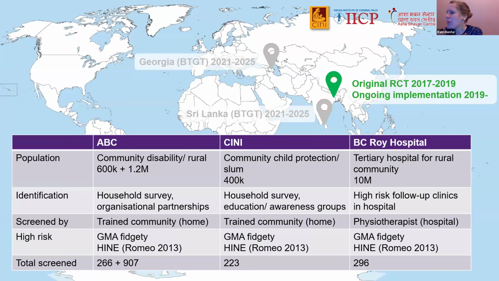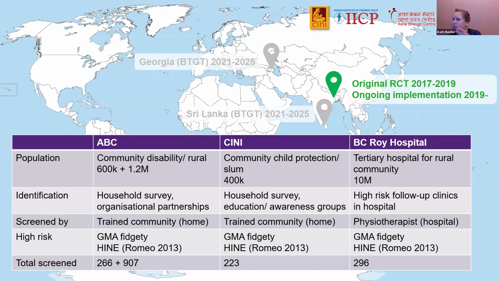So with our work in India, in West Bengal, India, we originally had 3 partner sites. So the first was a disability organisation working in rural communities, the Asha Bhavan Centre, the Child in Need Institute, which was a community child protection agency working in the slums or the informal settlements in Kolkata itself. And then Dr. B.C. Roy Hospital is a big tertiary hospital that is in Kolkata itself, but provides services out to the rural community to the east.